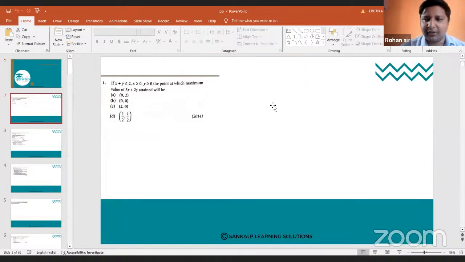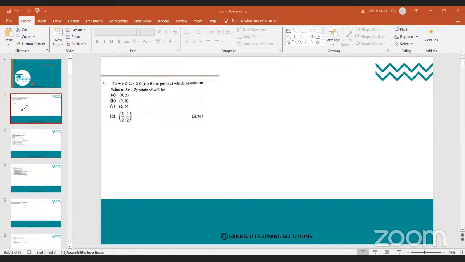Meanwhile, here we need to know some terms related to LPP. If you know these terms, you can easily solve the questions based on LPP. So pay attention.